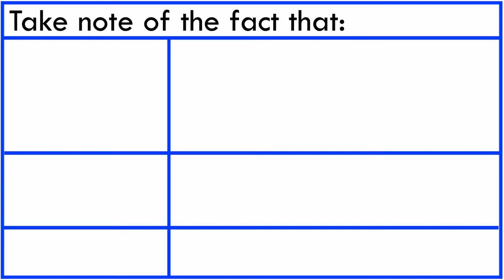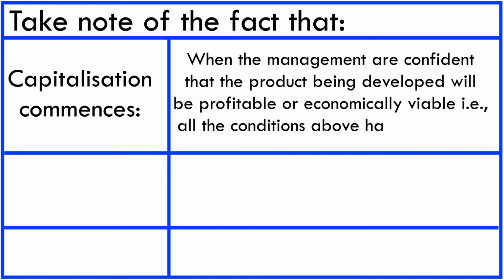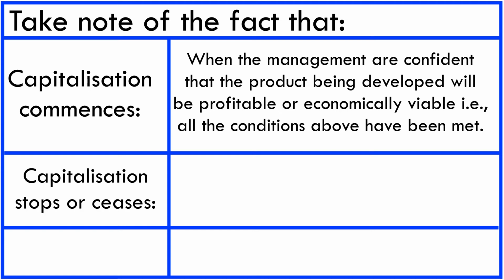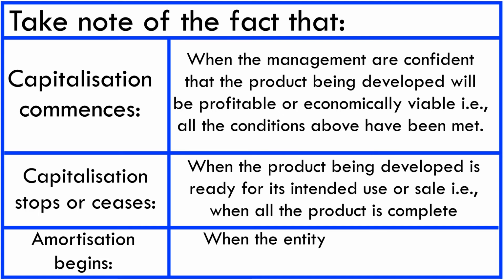Take note of the fact that capitalization commences when the management are confident that the product being developed will be profitable or economically viable. And that means that all these conditions in this acronym have been met. Capitalization stops or ceases when the product being developed is ready for its intended use or sale. That means the product is complete. Amortization begins when the entity starts commercial production.